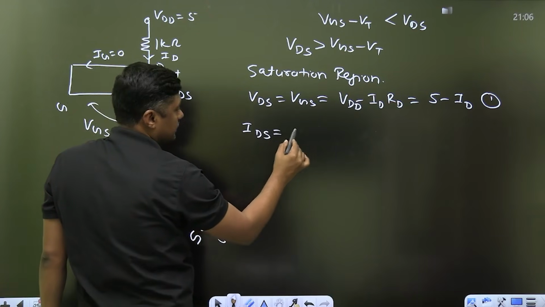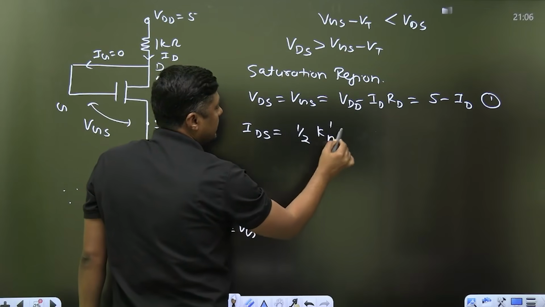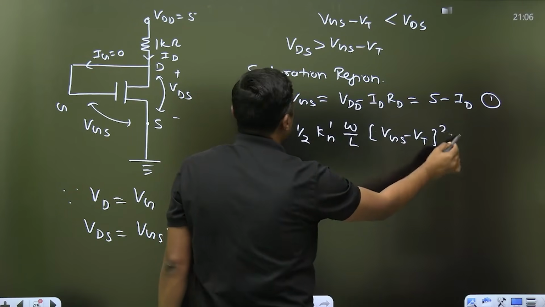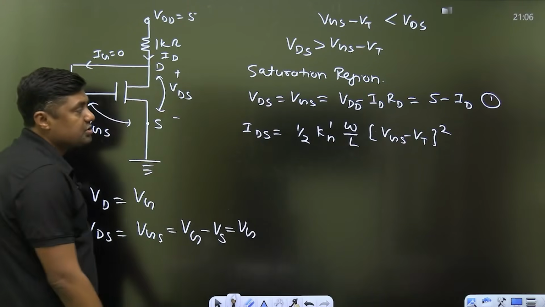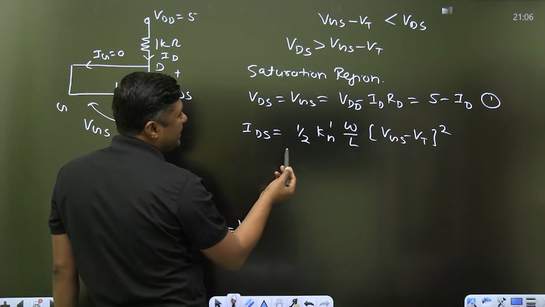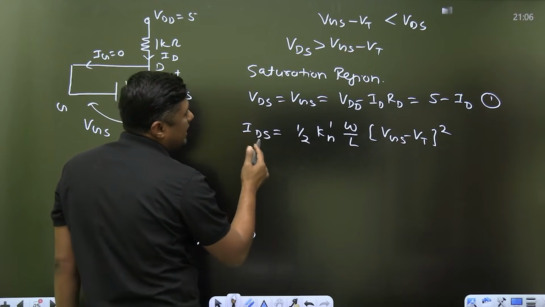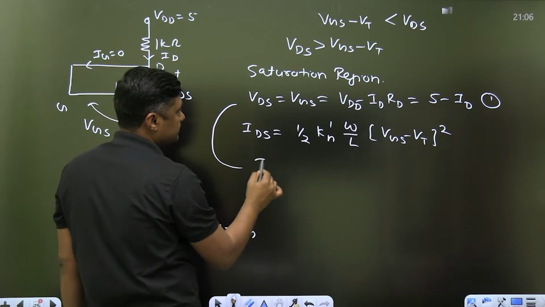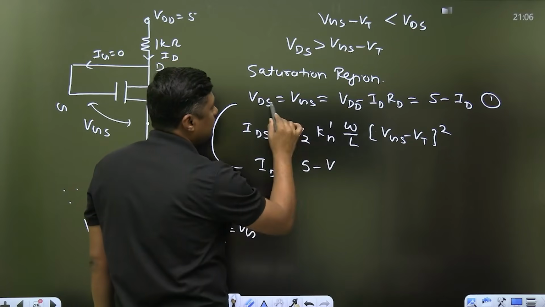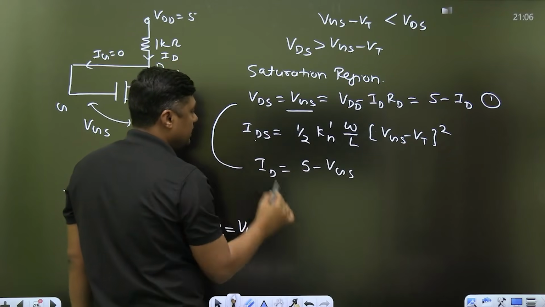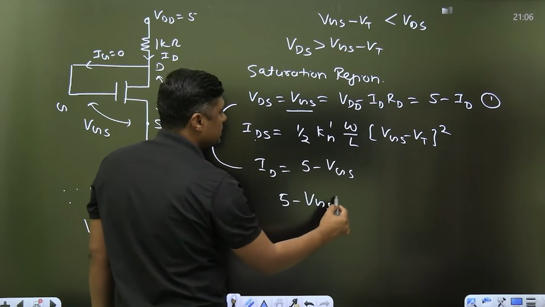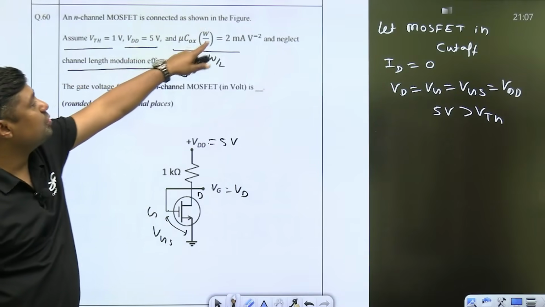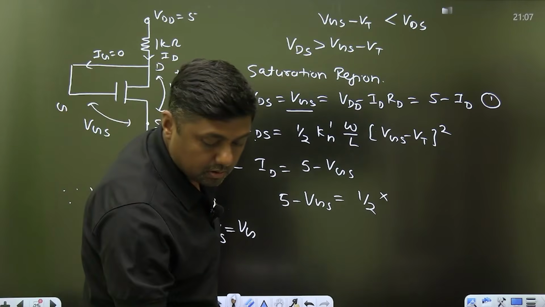And second, it is in saturation. So IDS is equal to half of Kn, that is mu n Cox W by L, VGS minus VT the whole square. We have no value of ID, so you can replace the ID. What is the ID from this? ID is equal to 5 minus VDS, or 5 minus VGS. Right here. 5 minus VGS is equal to half of Kn W by L. What is the Kn W by L given? mu n Cox W by L, 2 milliampere. So 2 milliampere.